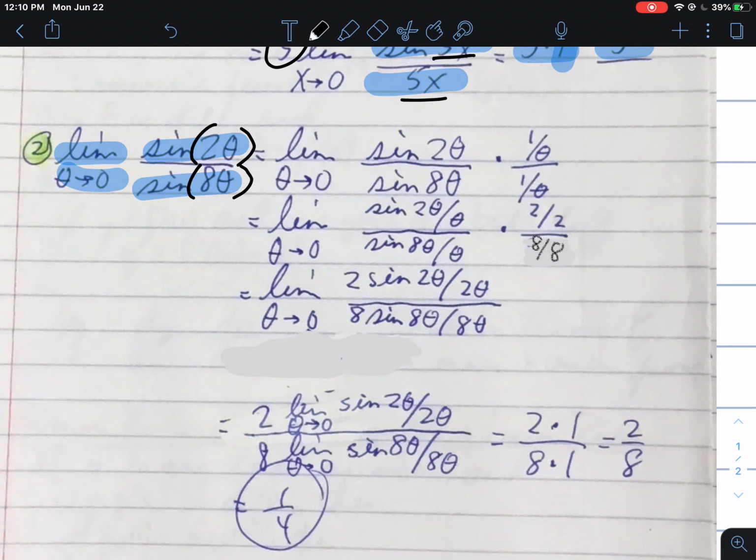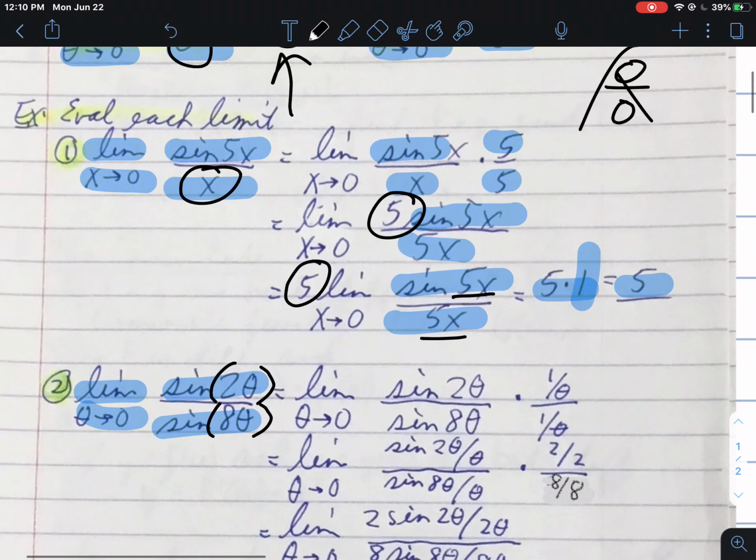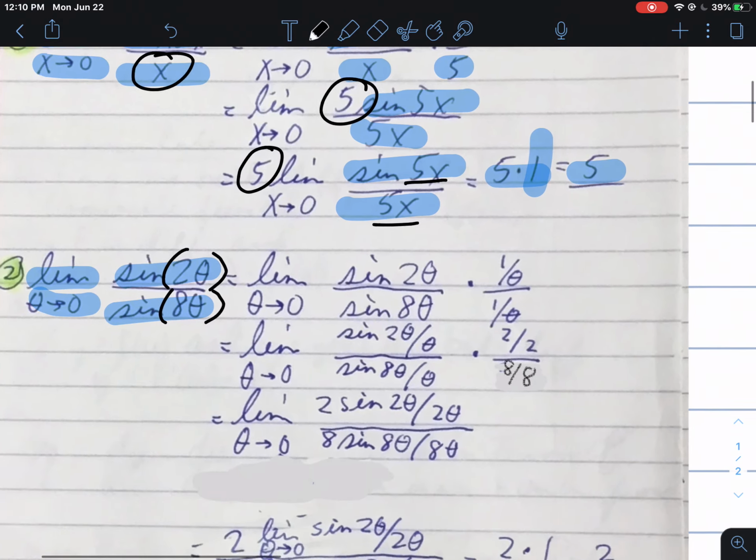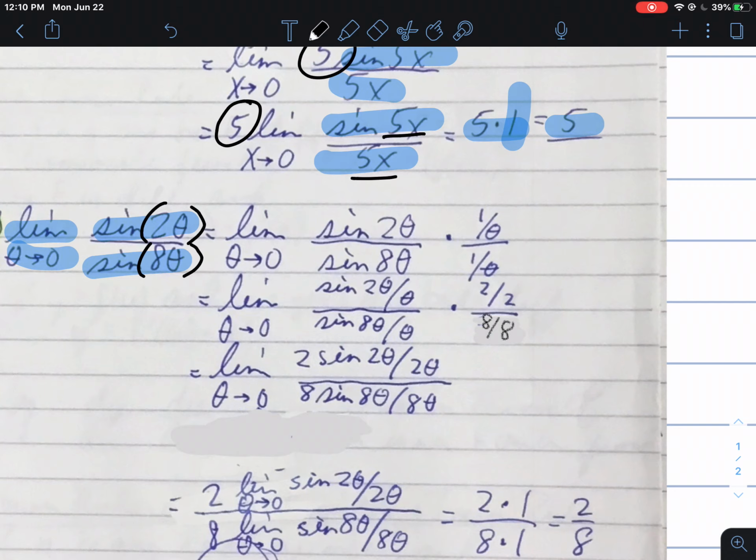So what I need to do is, again, turn that into something that I can apply the original limit to, right? So I need sine of an argument over a denominator that are the same. So in this case, first thing I did was I multiplied each of the numerator and denominator by 1 over theta. So that I now have the limit as theta approaches 0 of sine 2 theta over theta over sine of 8 theta over theta. And then, to get the denominators the same in each case, I multiplied accordingly. In the first case, I multiplied by 2 to give me 2 theta in the denominator.